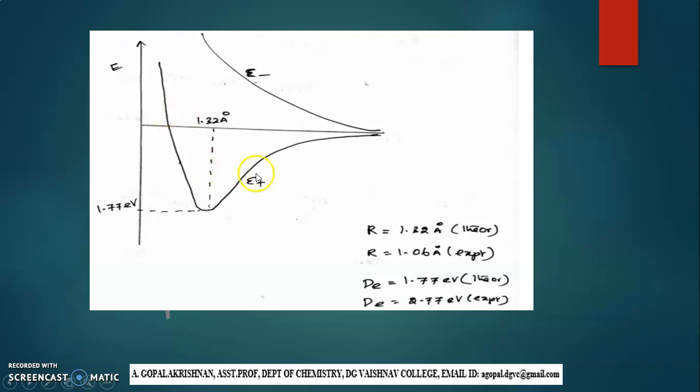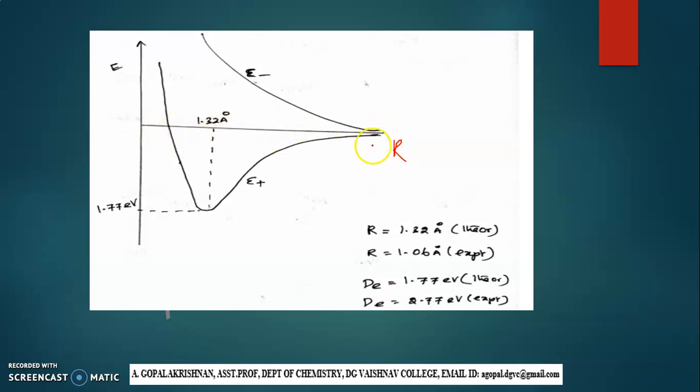Listen, if I plot E plus state and E minus energy for various values of R, here I'm plotting the internuclear distance, this is R, capital R. When R is very large, the energy is actually equal to that of the hydrogen atom. I have taken the energy of the hydrogen atom as 0 here just for reference.